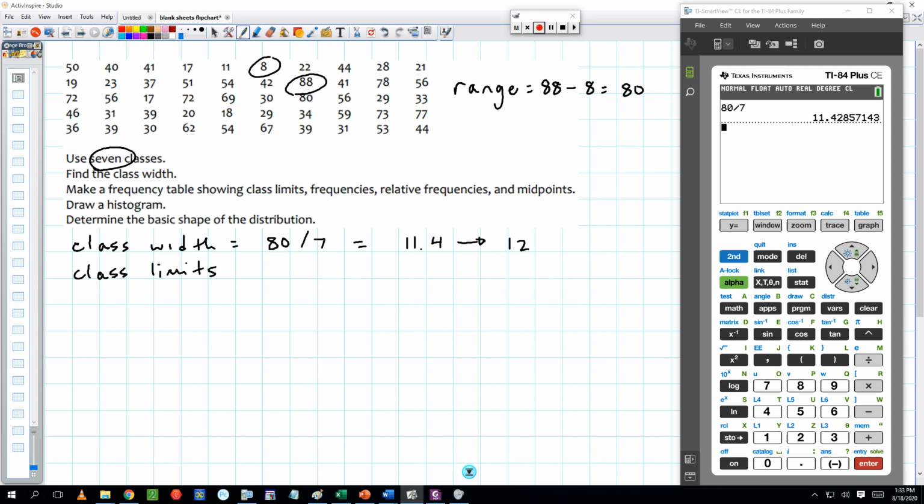We're going to find our frequency. Let me just go ahead and write these things in. We're going to find our midpoints. And we're going to find our relative frequencies.